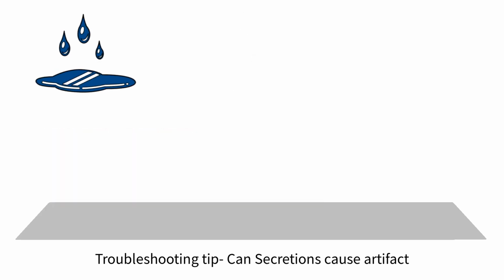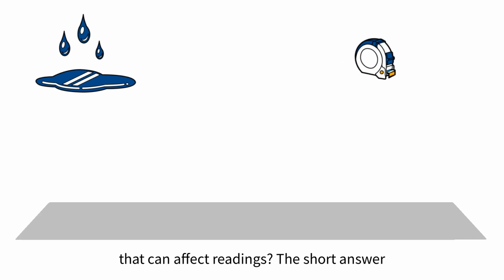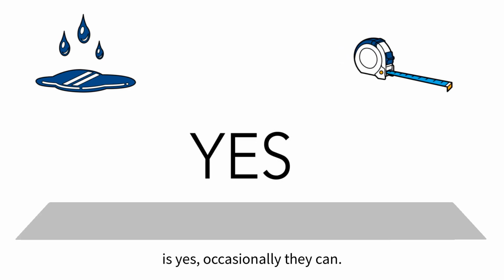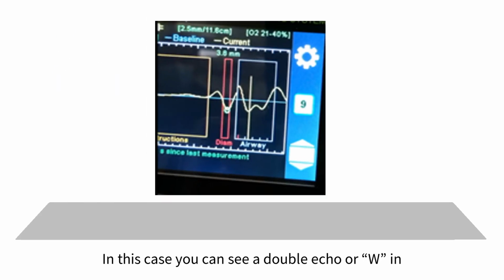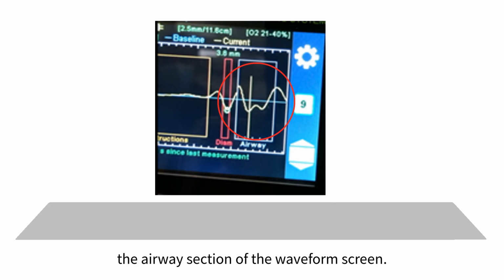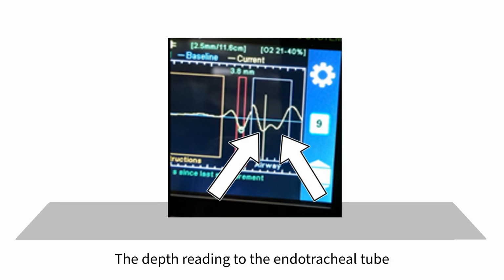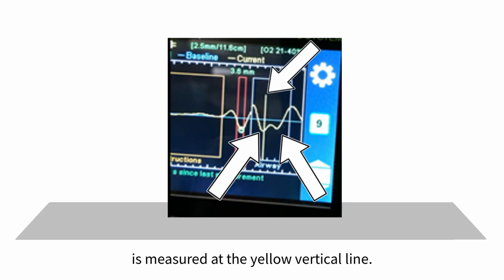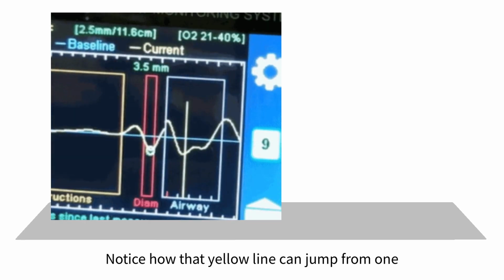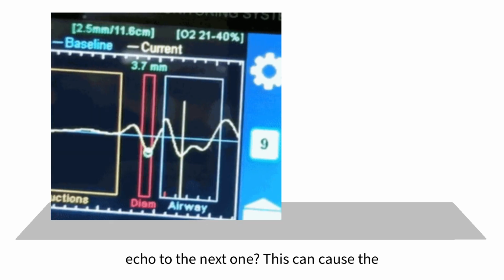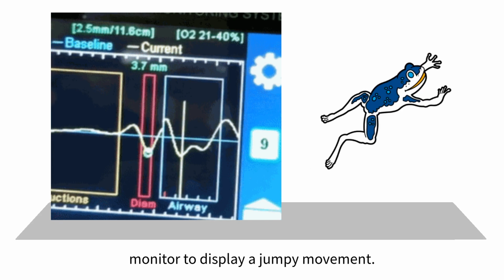Troubleshooting tip: can secretions cause artifacts that can affect readings? The short answer is yes, occasionally they can. In this case, you can see a double echo, or a W, in the airway section of the waveform screen. The monitor is catching two, not just one, airway echo. The depth reading to the endotracheal tube is measured at the yellow vertical line. Notice how that yellow line can jump from one echo to the next one? This can cause the monitor to display a jumpy movement.